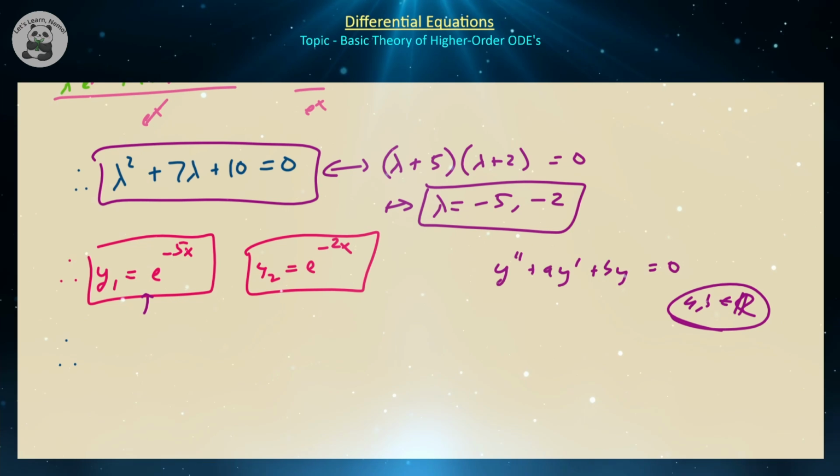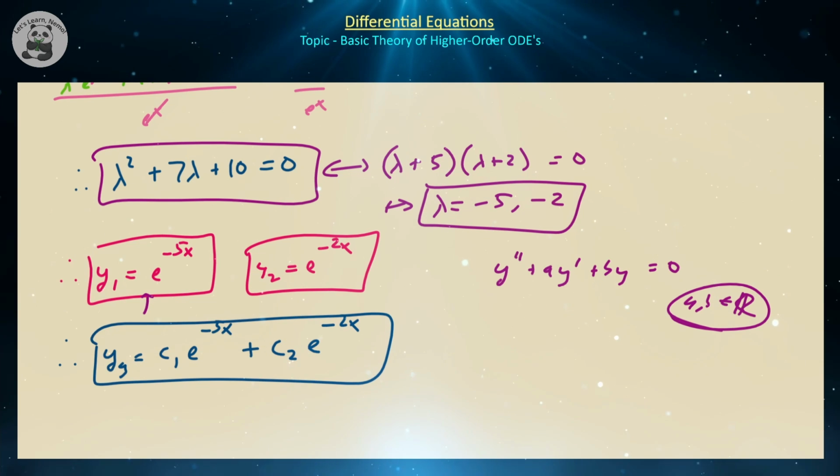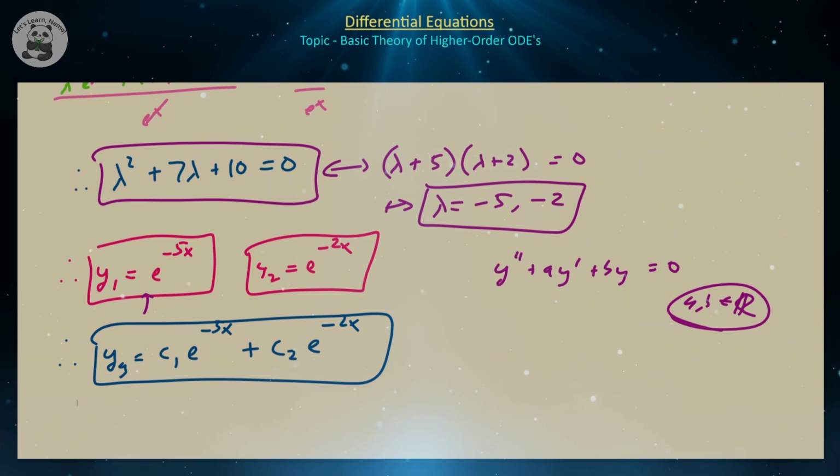Therefore, with those justifications behind us, the general solution would be equal to c1 e to the minus 5x plus c2 e to the minus 2x, and that will give us our general solution for that constant coefficient differential equation.